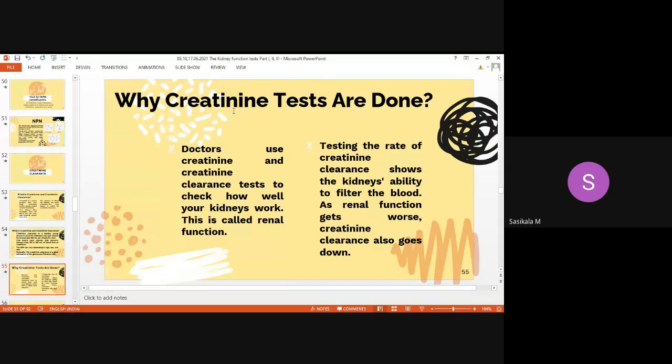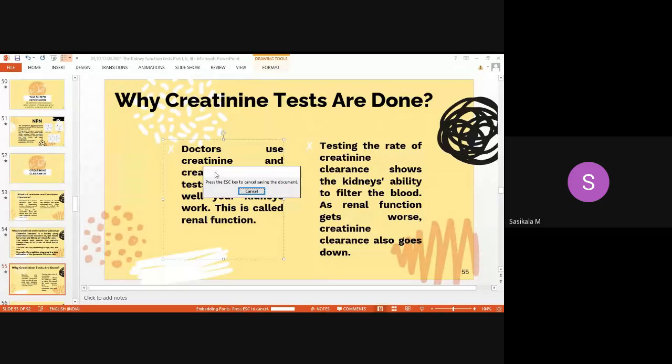And why is this test done? Doctors use creatinine and creatine tests. Another one is creatine; it is not there in your syllabus. This is the spelling for creatine. The test checks how well your kidneys work, and this is called renal function. It will tell whether it functions properly or not. Testing the rate of creatinine clearance shows the kidney's ability to filter the blood for creatinine.